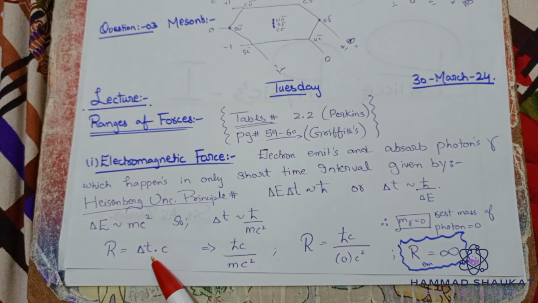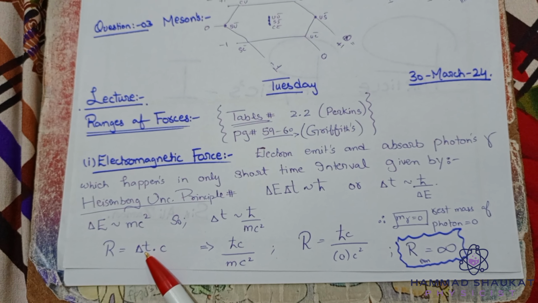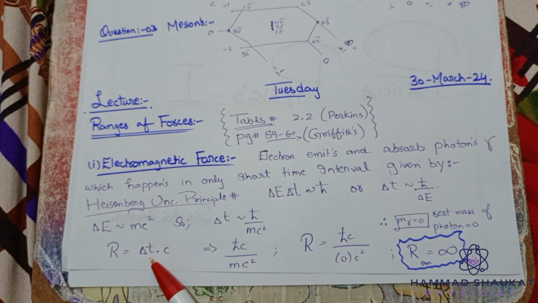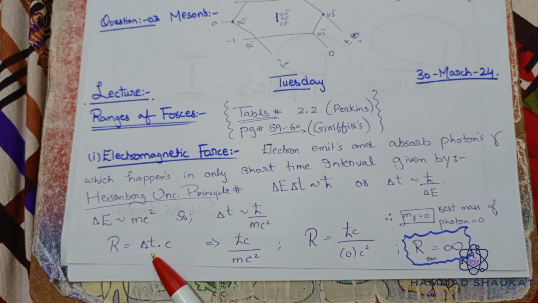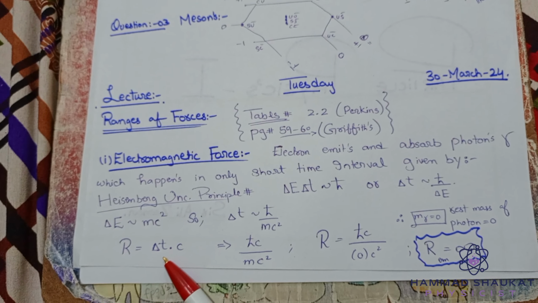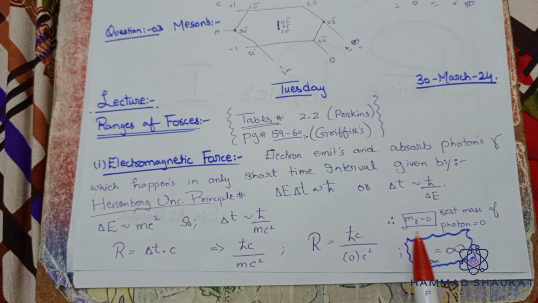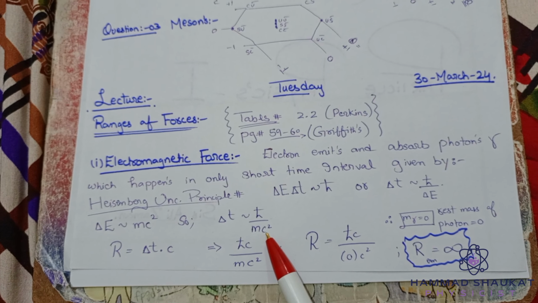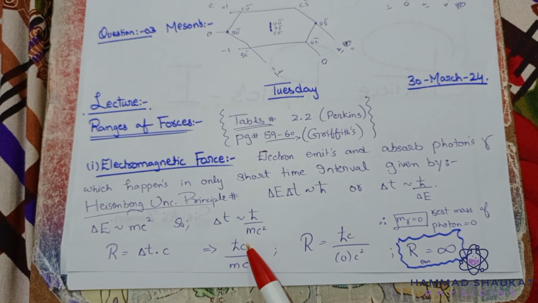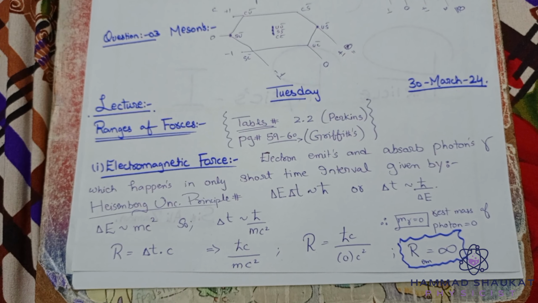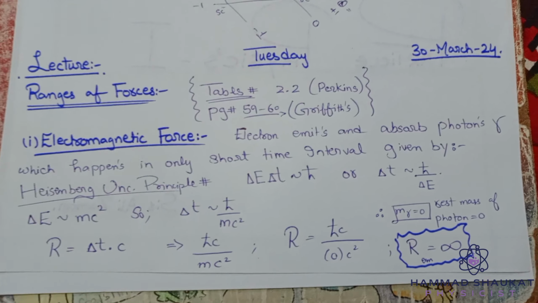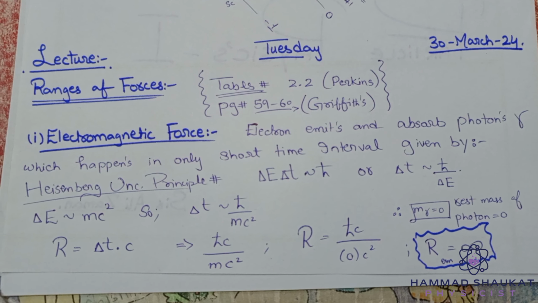So this is the formula of range. If you want to find the range of forces, you will just use ct. c is the speed of light and t is the time interval which that force takes. So you just have to put the value of the time interval, which is h cut by mc square, and c. So this is the value for the range of forces.